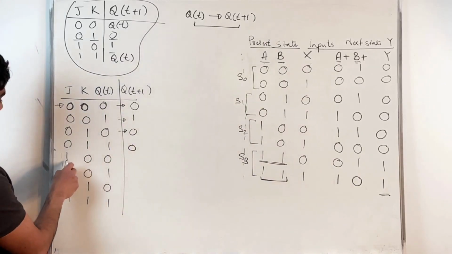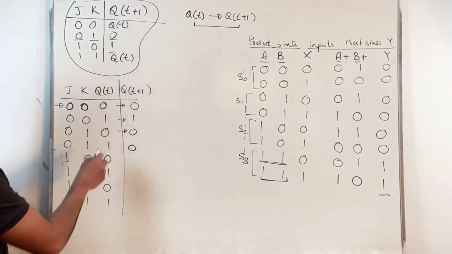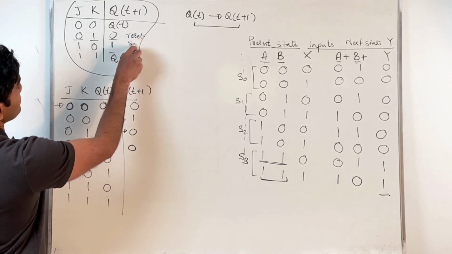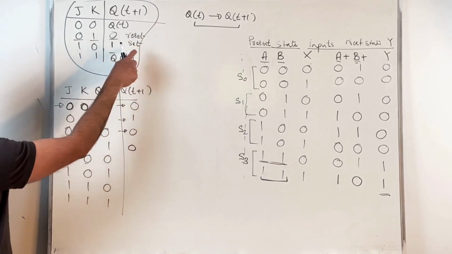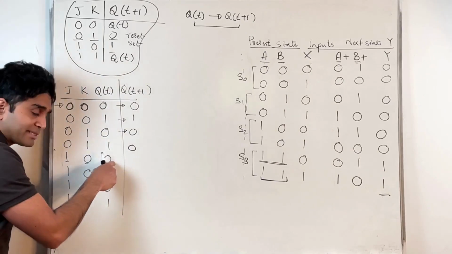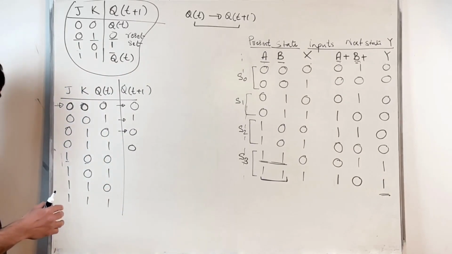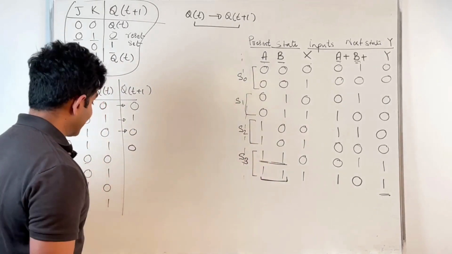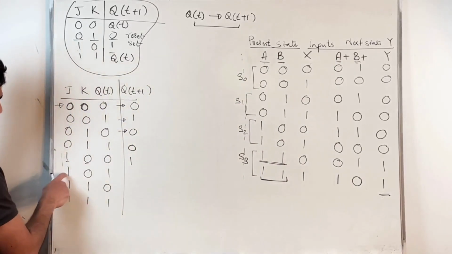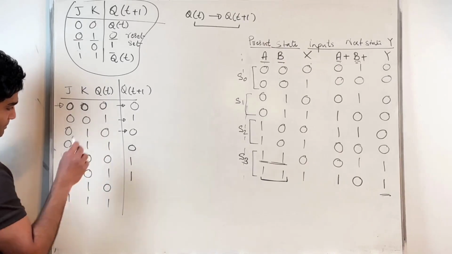1, 0 on my J and K. That's the reset. That's the set. 1, 0 sets my output. So irrespective of what you have in the present instance, with the next active edge, the output is going to be set. 1, 0 again, that's going to be set.